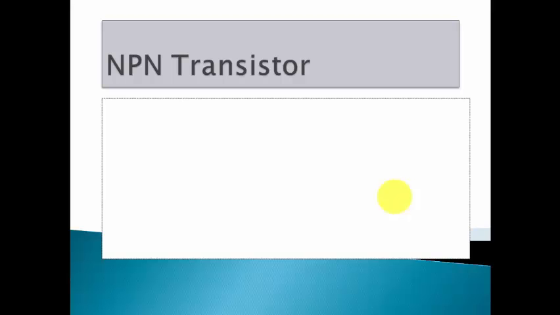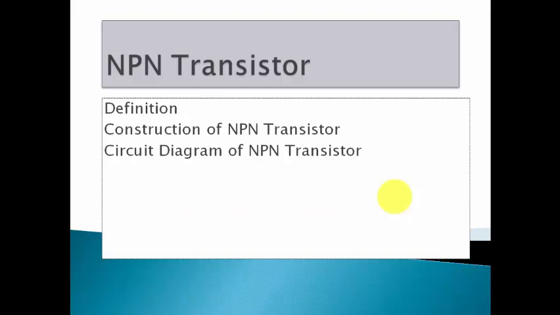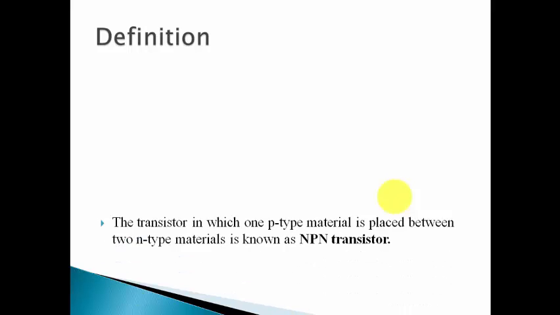As earlier we have covered what is a transistor, function of a transistor, operation of a transistor, and the working principle of a transistor. So today's topic is the NPN transistor. What is an NPN transistor? What will we learn about it? We will learn its definition, its construction, the circuit diagram of the NPN transistor, and the working of the NPN transistor. So let's start with the definition.